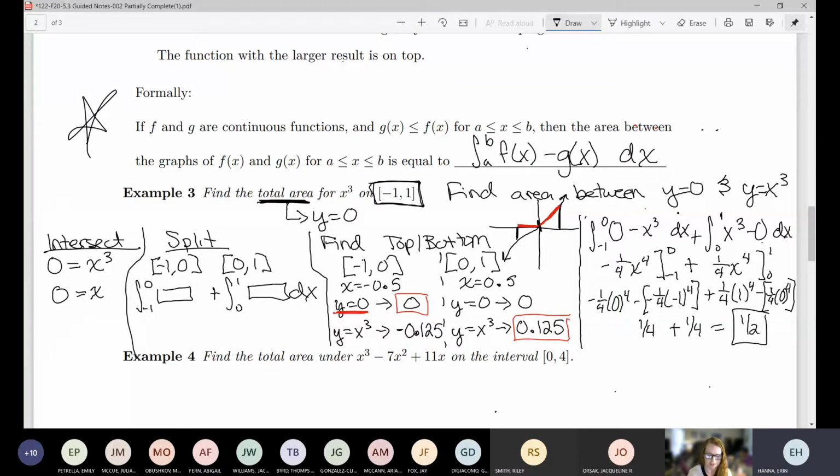So that's more of the formal statement, but it's essentially exactly what we've been doing, just stated super formally. So now we're going to do examples for the rest of our time.